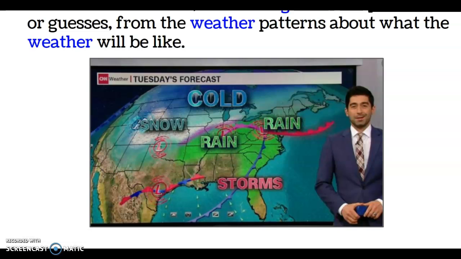To make the forecast, meteorologists make predictions or guesses from the weather patterns about what the weather will be like. So you can see here, this meteorologist is using a screen which shows weather patterns that are occurring throughout the United States.